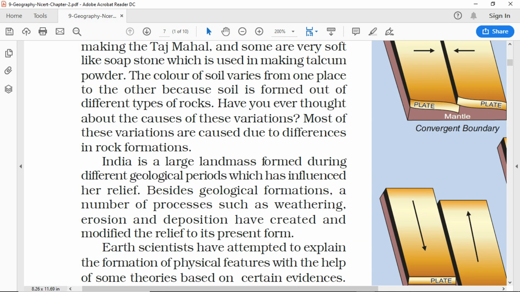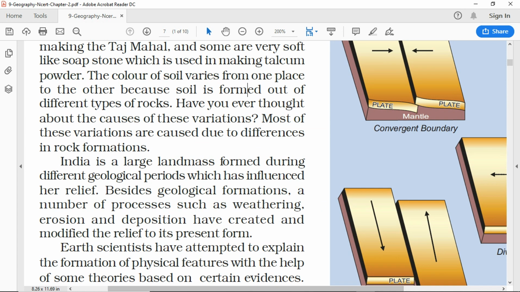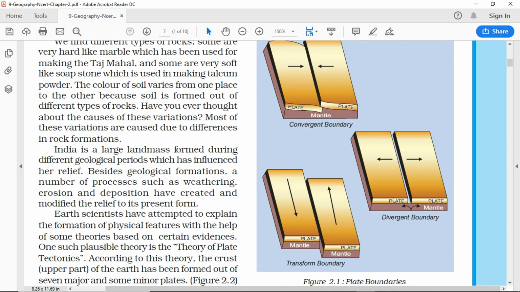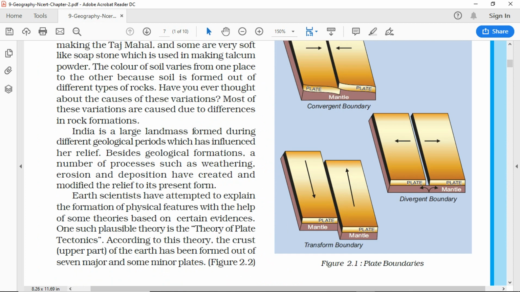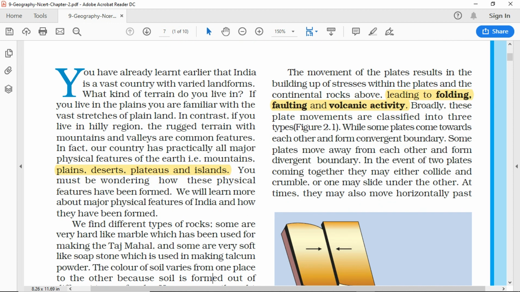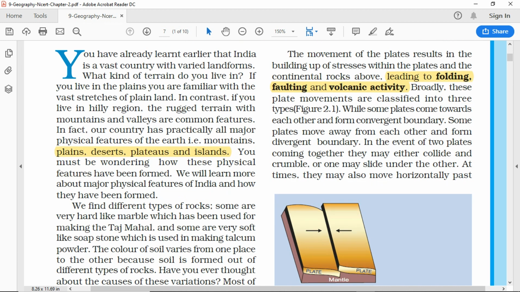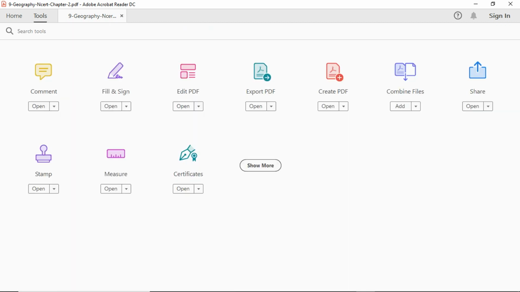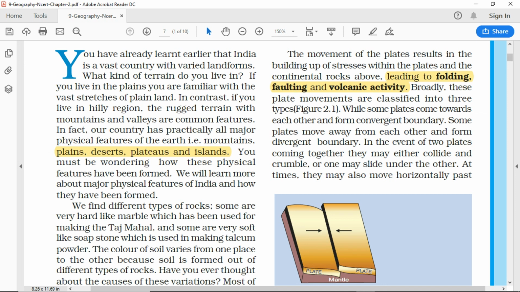According to this theory, the crust, the upper part of the earth, has been formed out of 7 major and some minor plates. Figure 2.2. Physical features of India. The movement of the plates results in the building up of stresses within the plates and the continental rocks above, leading to folding, faulting and volcanic activity. Broadly, these plate movements are classified into 3 types, Figure 2.1.